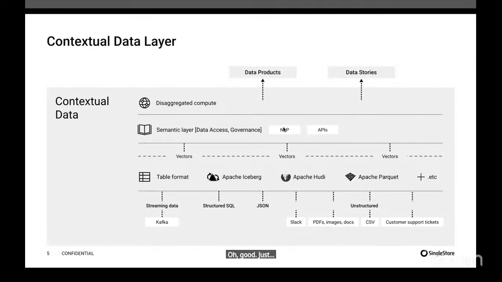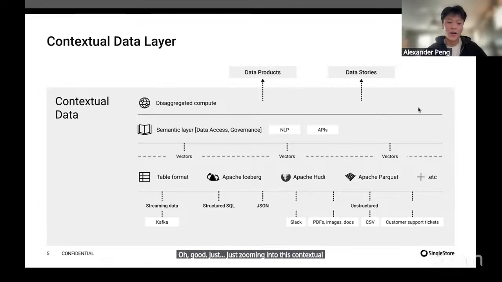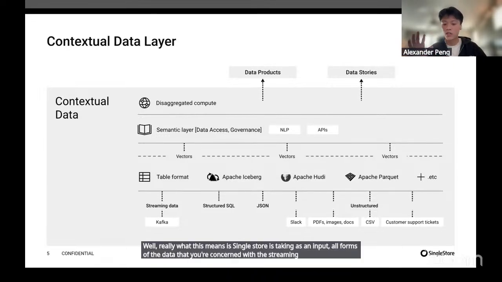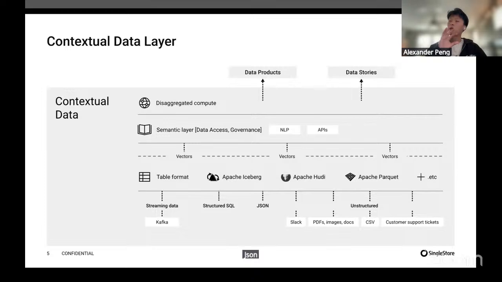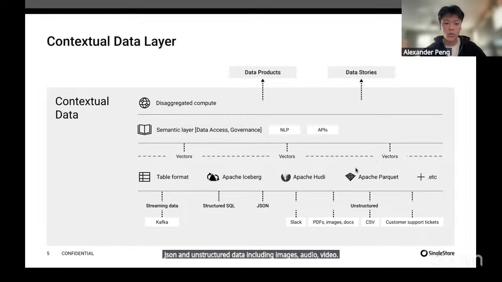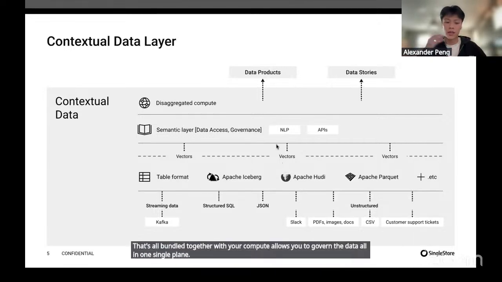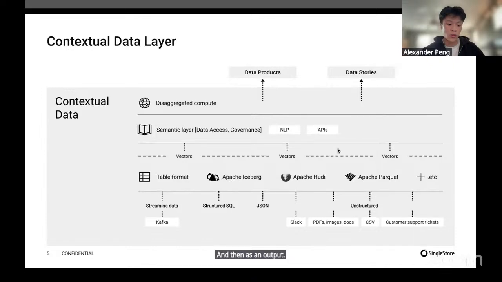Just zooming into this contextual data layer. What does the contextual data layer actually look like under the hood? Well, really what this means is SingleStore is taking as an input all forms of the data that you're concerned with: the streaming data, your structured data, JSON, and unstructured data, including images, audio, video. That's all bundled together with your compute, allowing you to govern the data all in one single plane. And then as an output, obviously you get your data products, your data stories.